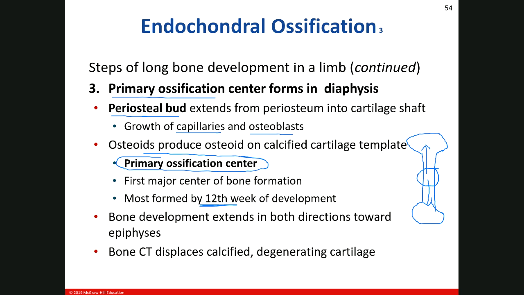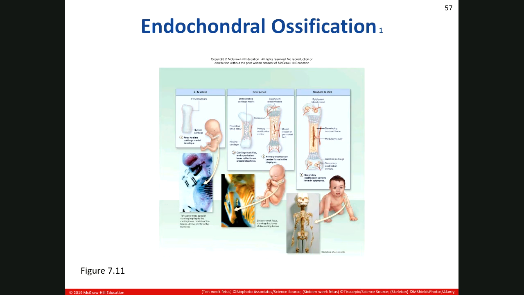Okay, so this last statement: bone connective tissue displaces calcified degenerating cartilage. Once that cartilage matrix is hardened through the calcification process, it's essentially killing all those chondrocytes and any chondroblasts there, because it sealed itself off from any diffusion of nutrients. As that tissue dies, the bone connective tissue comes in and takes over. So it's a remodeling process. That's what we're seeing here.